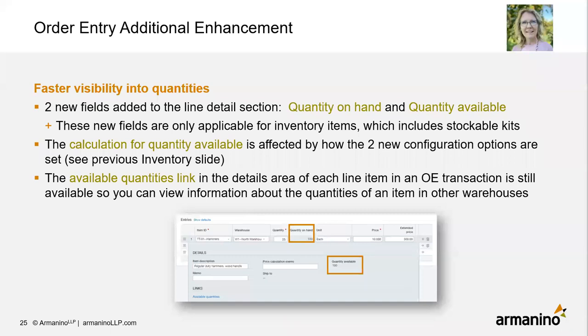Of course, the calculation for the quantity available is affected by those 2 new settings that we just talked about a moment ago in inventory. So you'll want to make sure, again, those are set correctly. And the available quantities link in the details section of each line item is still available, so you can view information about the quantities if needed. See that way down here in the bottom right-hand corner.